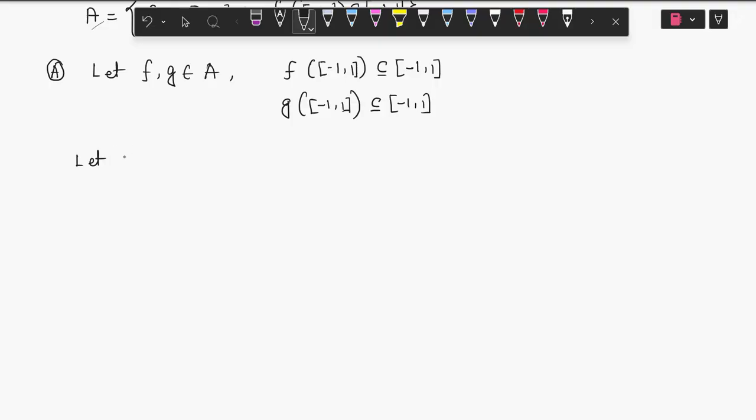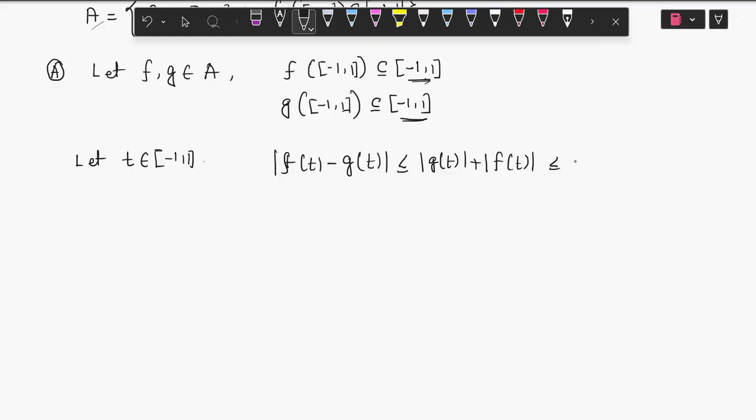Now let t belongs to [-1,1]। Now f of t minus g of t, if we take the modulus of f of t minus g of t, हम लोग लिख सकते हैं दिस इज लेसर इक्वल्स टू मॉड्यूलस ऑफ g of t प्लस मॉड्यूलस ऑफ f of t बाय यूजिंग ट्रायंगल इनइक्वालिटी। f का इमेज तो [-1,1] तक है, g का इमेज भी [-1,1] में ही है। सो हम लोग बोल सकते हैं कि modulus g of t is less or equals to 1, plus modulus f of t is less or equals to 1। Therefore, what you can say, modulus of f of t minus g of t is less or equals to 2, right?